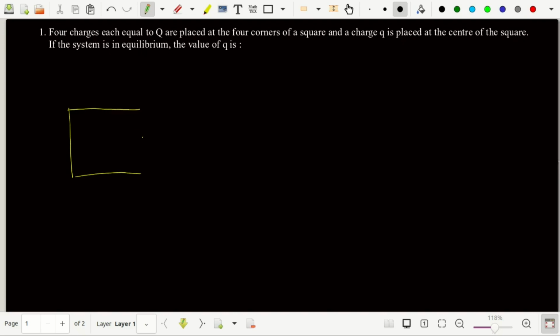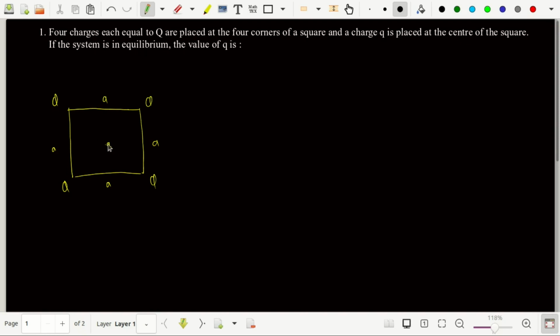So again I make a square, and the sides of these, each side is A, and you have placed a capital Q charge at the corners and you have a small q charge placed at the center.